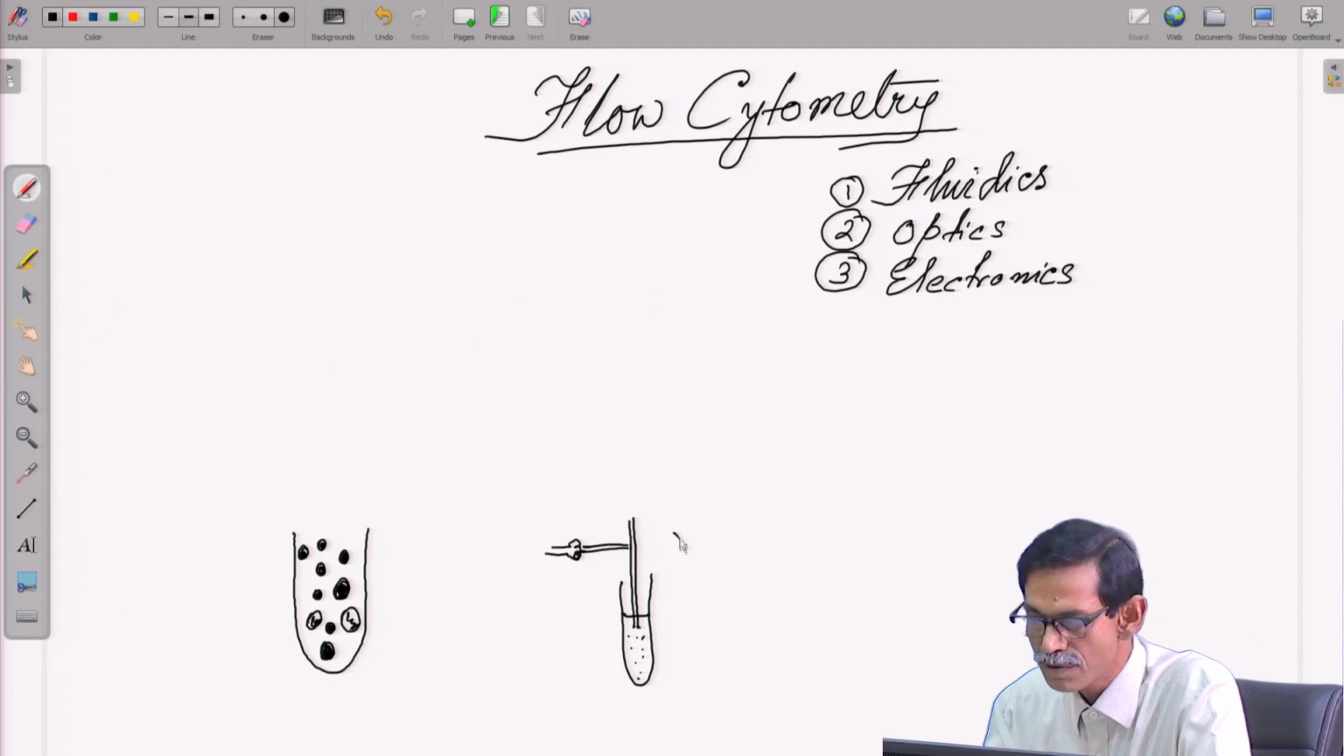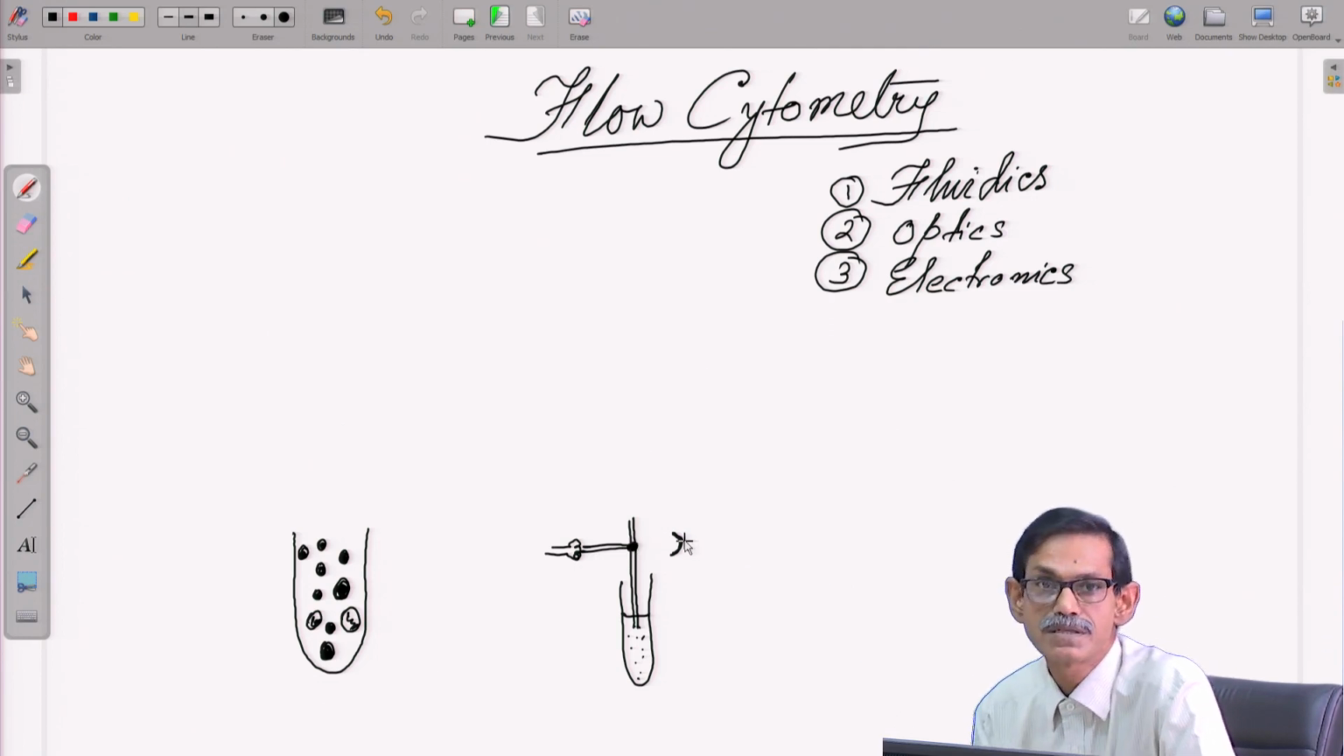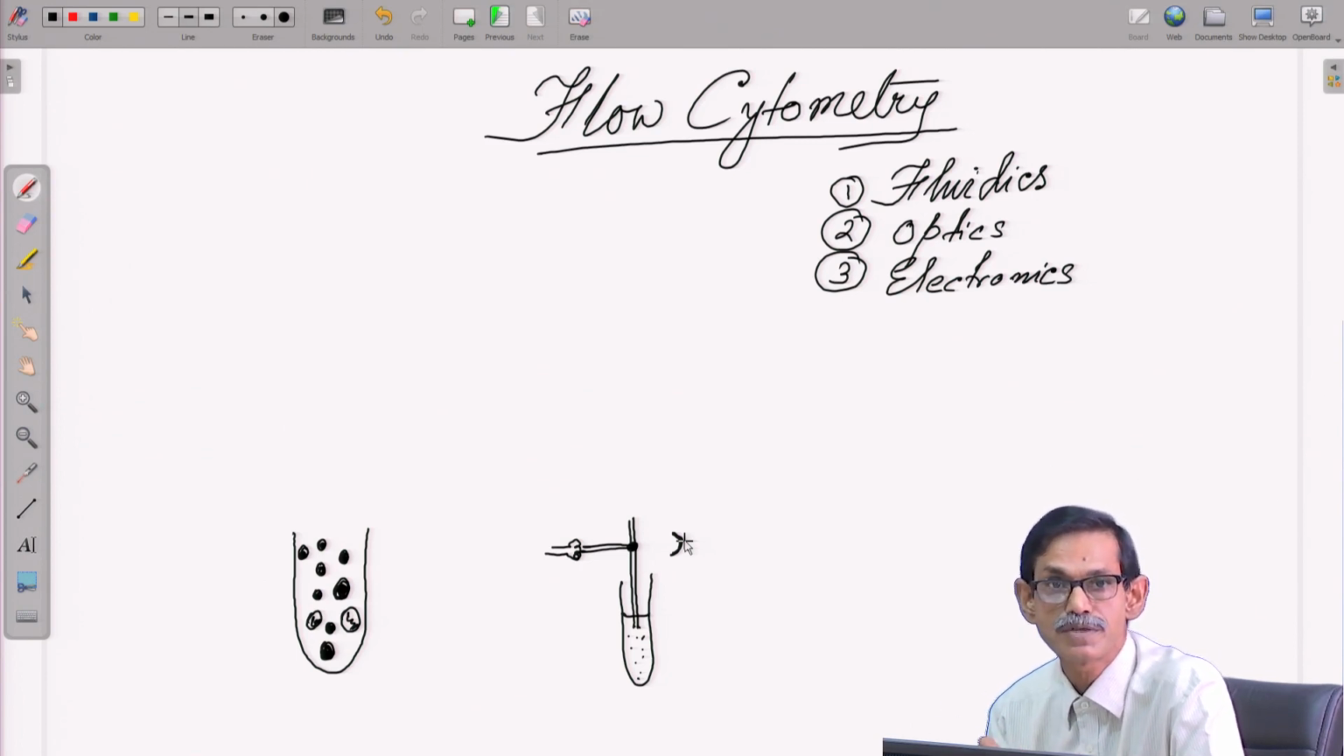Suppose there is light, and there is a photomultiplier tube. I am taking the simplest way of measurement. As soon as one cell comes here, there will be a shadow, and that shadow will be counted, and that is very fast. You do not have to count by hemocytometer, and you do not have to pay. Just put that machine, run it.